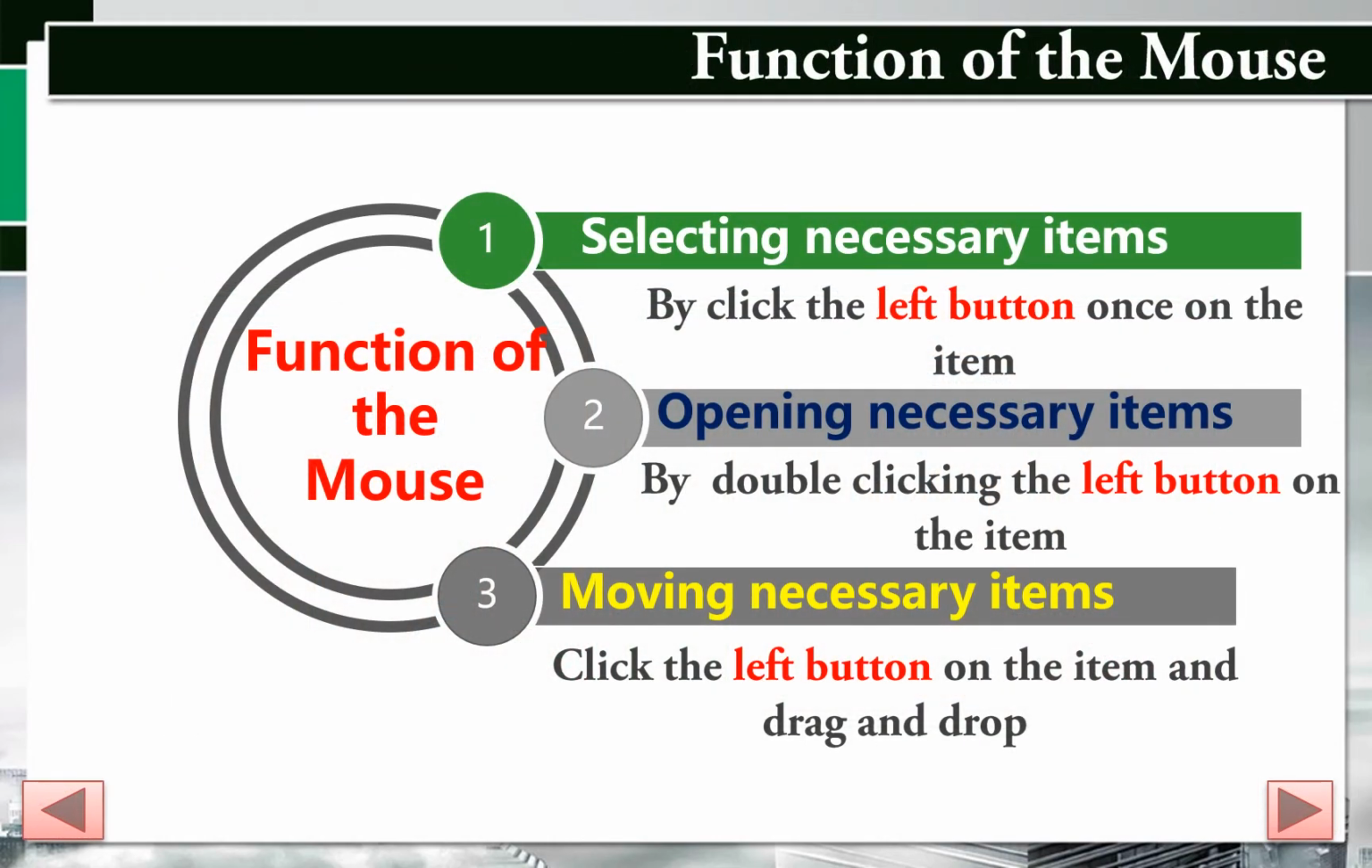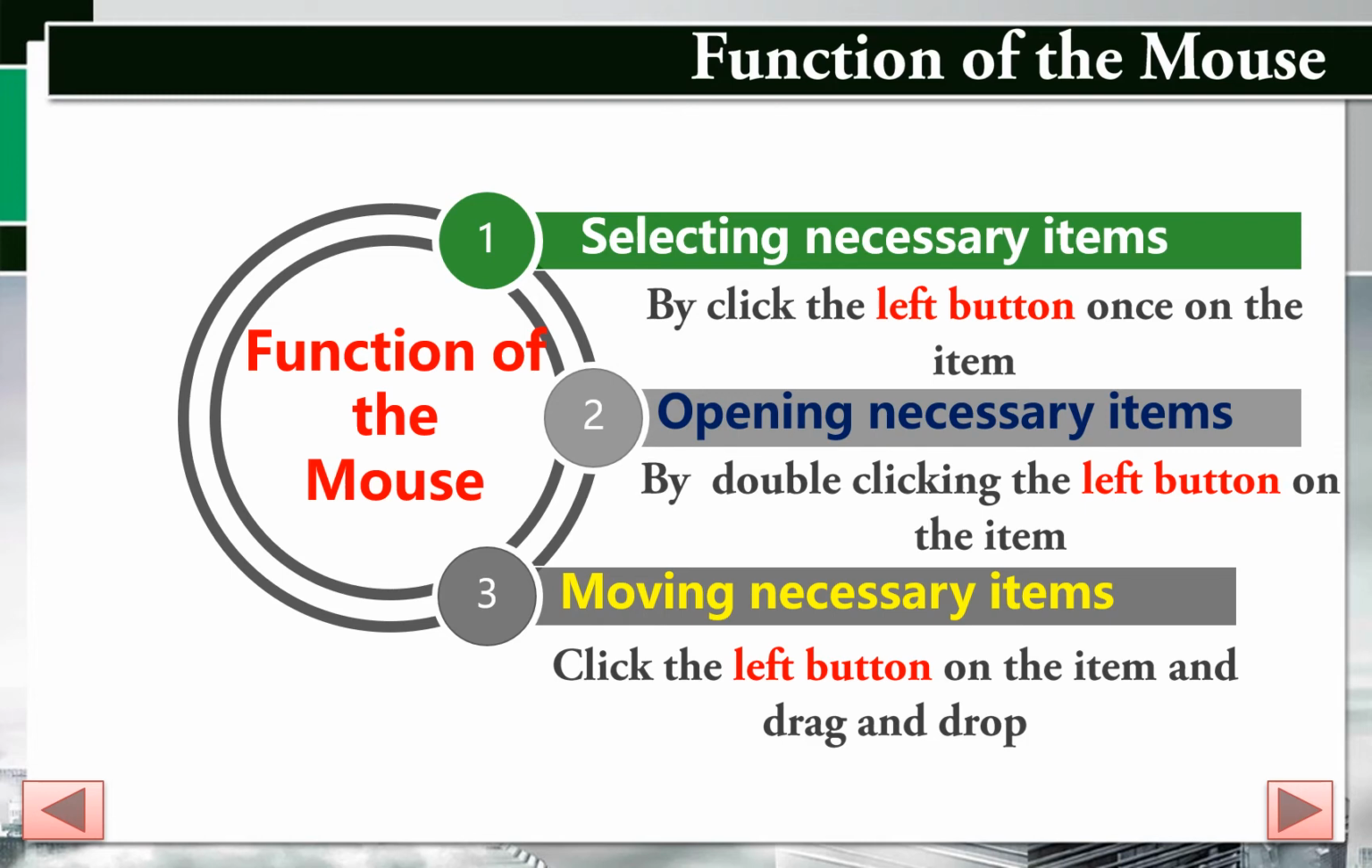Next, I am going to talk about functions of the mouse. What are the functions of the mouse? First one is selecting necessary items. How can we select the necessary items? By clicking the left button once on the item.